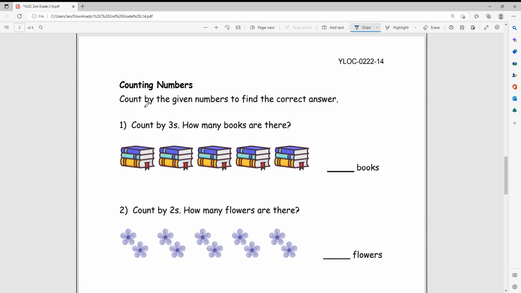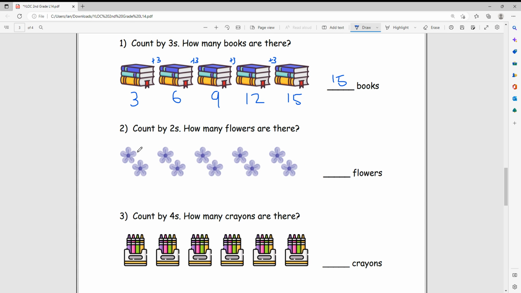Counting numbers. It says count by the given numbers to find the correct answer. So it says count by threes. How many books are there? When we're counting by threes, we're basically just adding 3 every time we count another one of these books. So if we start from 3 here, and we add 3, it would be 6. 6 plus 3 would be 9. And then 9 plus 3 would be 12. And then 12 plus 3 equals 15. And that's the last book, so our answer would be 15 books.